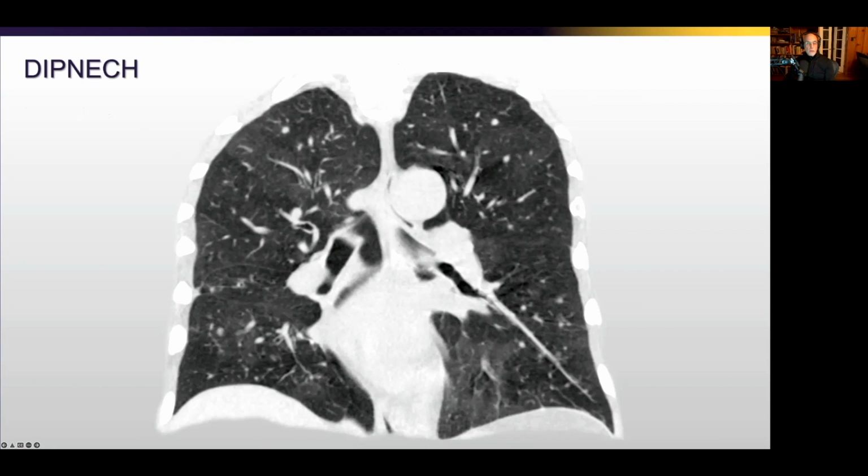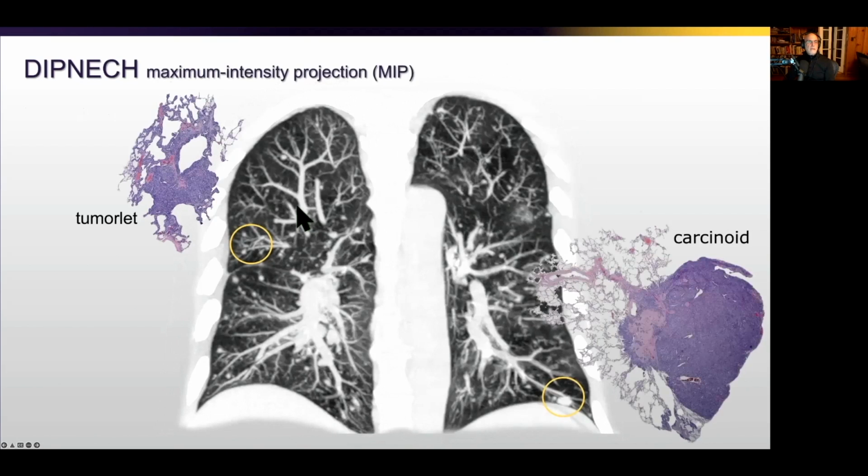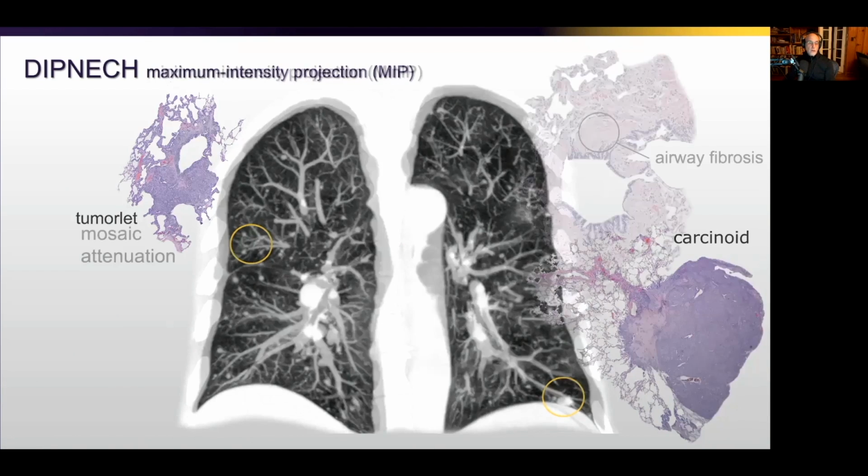And I want to show you that in this case, there are some nodules and some mosaic change, but it's important to do maximum intensity projection to see that there are a profusion of nodules that are hard to see without that. And those nodules are related to the neuroendocrine cells which have broken out of the airway. If they get larger, they're called carcinoids.